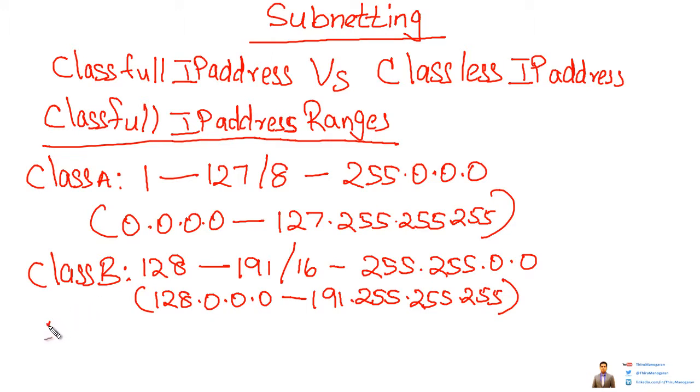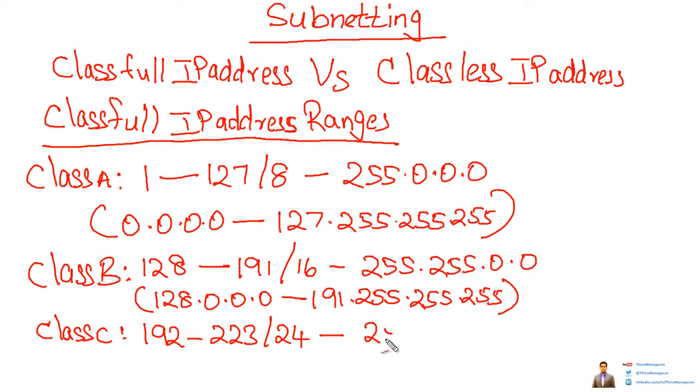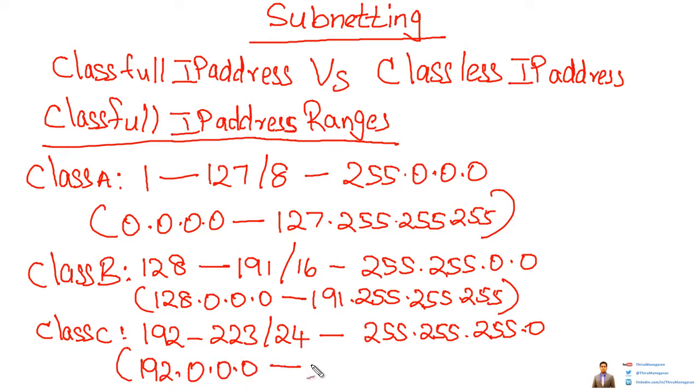Then the class C addresses are from 192 to 223 with a 24-bit mask. With the 24-bit mask you can write it like this: 255.255.255.0, and the class C range is 192.0.0.0 to 223.255.255.255.